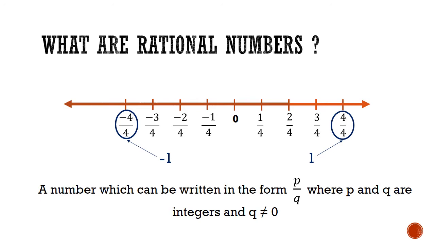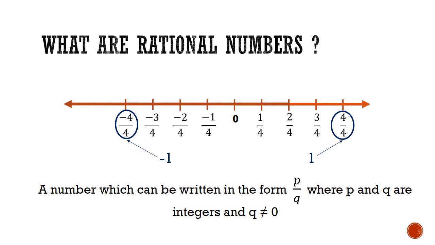1 by 4, is it in the form of p by q? Yes, p and q are integers. 1 and 4 are integers. So it is in the form of p by q, and q is not equal to 0. Denominator q cannot be equal to 0. It should not be equal to 0 because division by 0 is not defined.